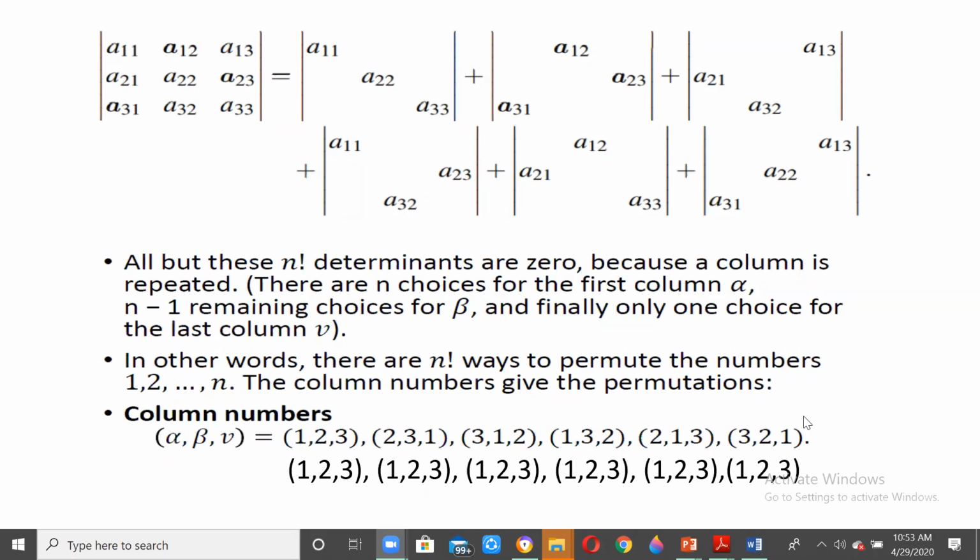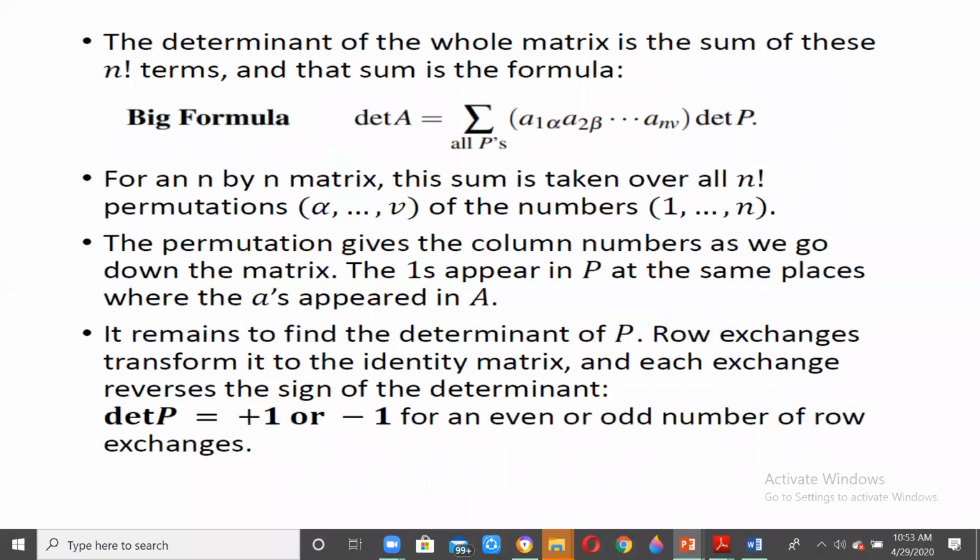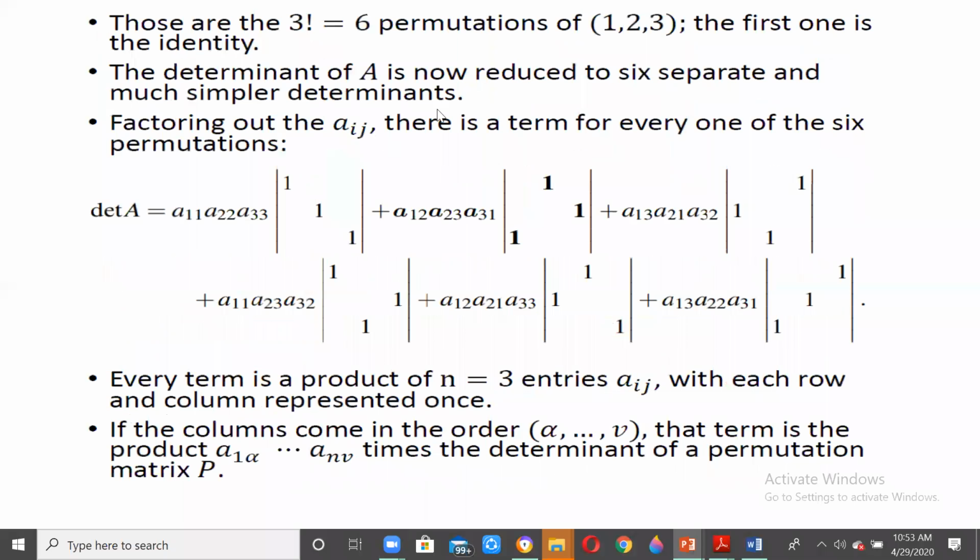So thus we'll have these 6 different permutations of the different possibilities of the combination of rows and columns. So there are 3 factorial equal to 6 permutations of 1, 2, 3. The first one is the identity, which corresponds to the identity matrix 1, 1, 1.